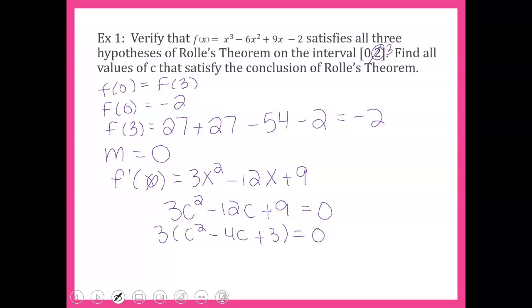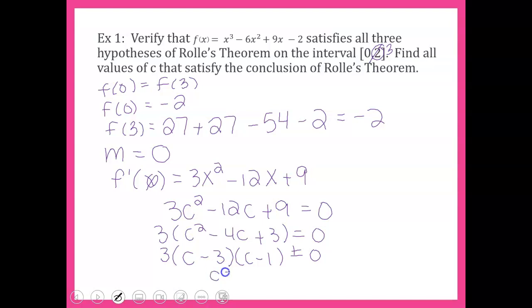Somehow I think 12 and 9 are much more difficult looking at than 4 and 3. When you see a negative 4 and a positive 3, you go up 3, 1, easy. But the 12 and 9, I don't know, somehow it's less simple to look at. So you get 3c minus 3, c minus 1.